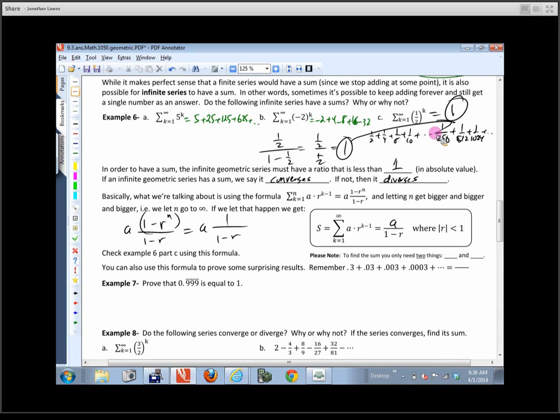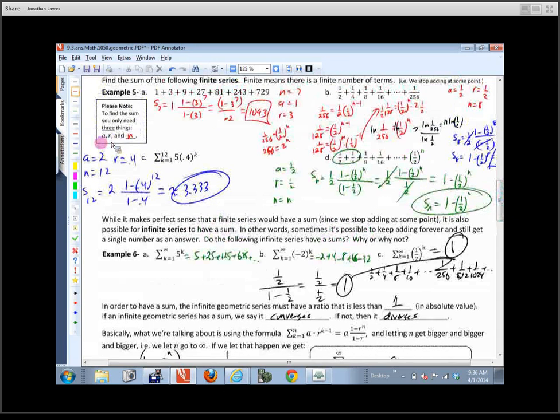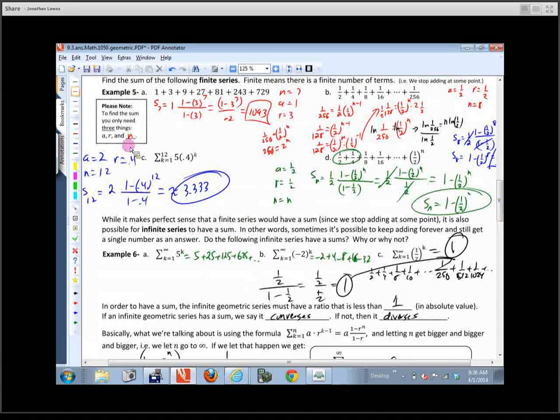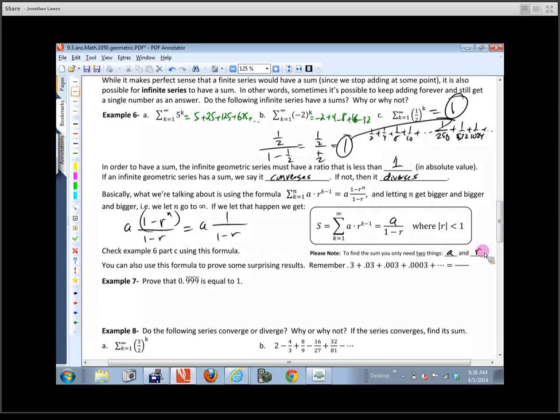Now the cool thing about an infinite geometric series, even though it's a more complicated idea, remember up here we had to have three different things. You had to know the first term, the common ratio, and what n was. Well, on this one, all you need to know is what's a and what's r. That's it.